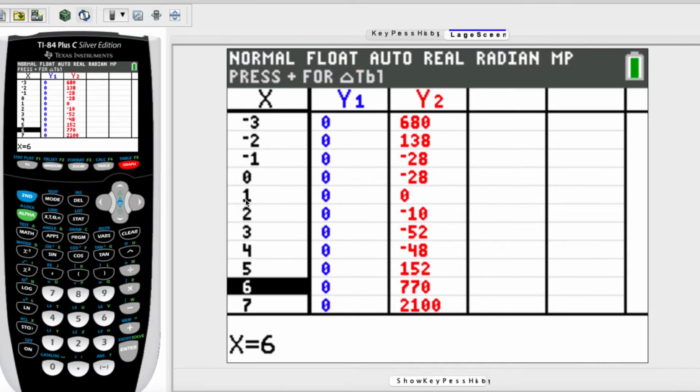Now you can scroll up and down through the table, but you're unfortunately not going to find any more roots. The thing is though, like I said before, we do need another root in order to be able to solve this. So we're going to have to move beyond the table.